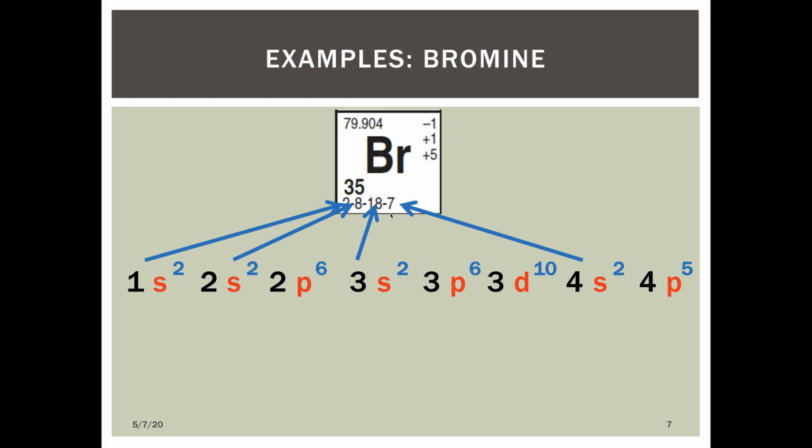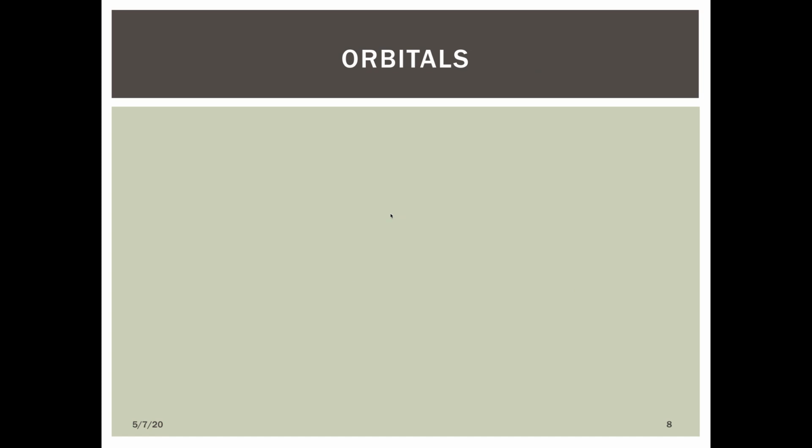If you're still not entirely sure, I recommend you go back to helium and watch all 3 examples over again. Okay. Those are the 2 electrons from the first energy level. These are the 8 electrons from the second energy level. These are the 18 from the third energy level. And these are the 7 in the fourth energy level. So that is the sublevel configuration.